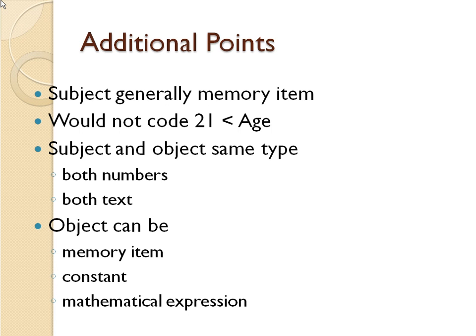21.0 is the same as 21, the integer, so they can be safely compared even though they're different types of numbers. The object can also be a memory item. We have not seen this yet, but we will shortly. It can be a constant, as in age greater than or equal to 21. It can also be a mathematical expression, and so can the subject.